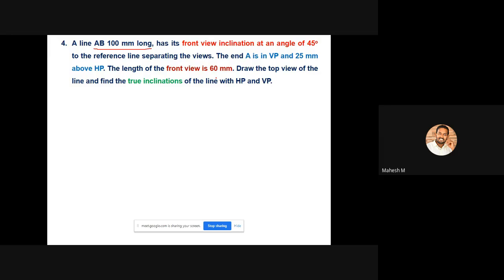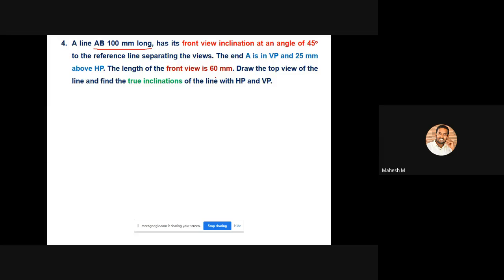Roll number 54. Roll number 54. Okay, 54 is absent. Roll number 57. Yes, sir. What dimension is this? The line AB of 100 mm length. True line, sir. True length.